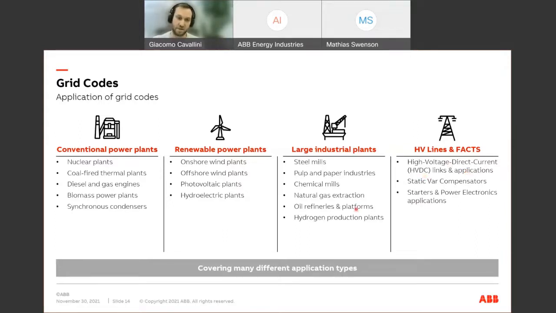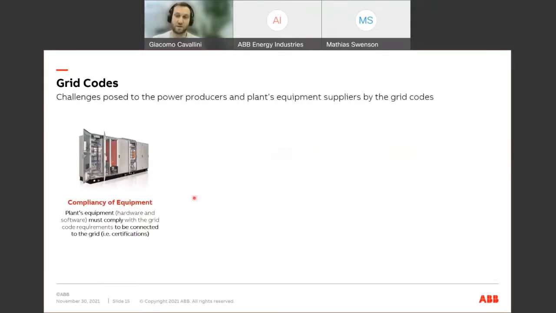So the grid codes are really impacting a large, wide application. There are many applications connected to the network, and they are influenced by the grid code norms set out by the transmission operators. So what are the major challenges posed by the grid code documentation, the grid code norms, to the power plants and also to the OEMs, the equipment providers?